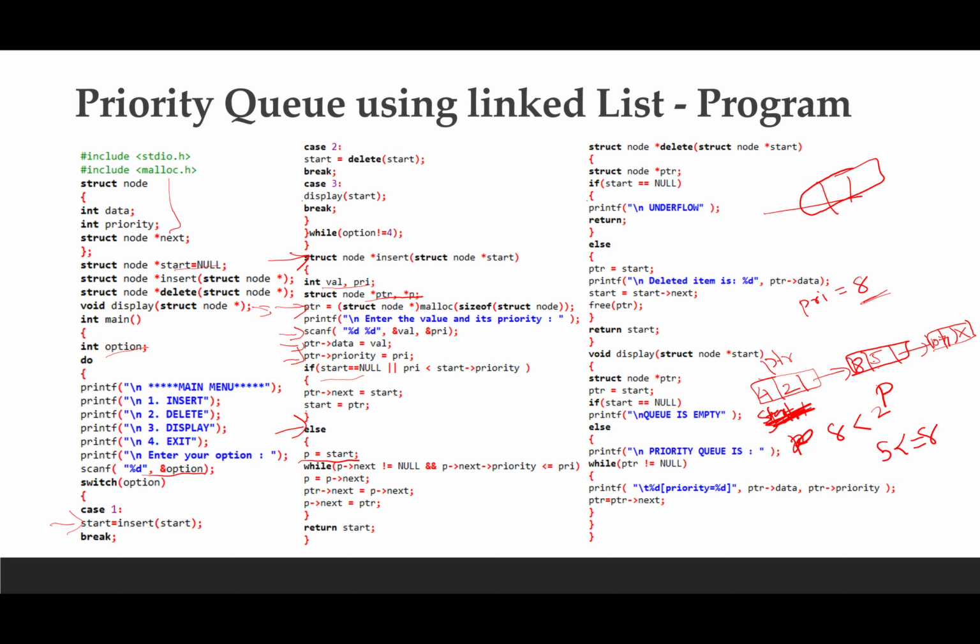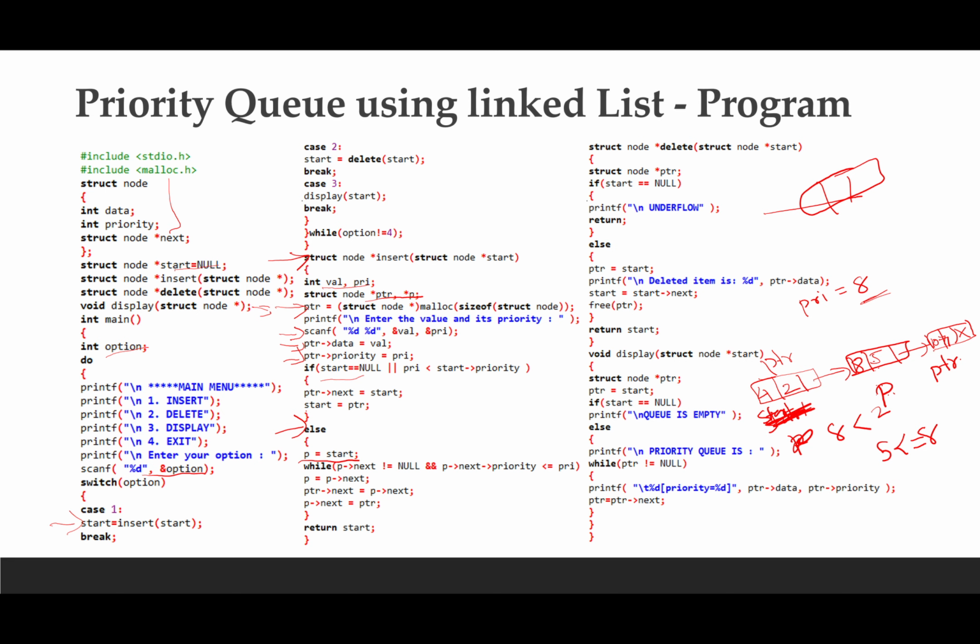So this is a ptr node. ptr next is p next, then p next is ptr. Now we are making this the ptr node. Then again we have to check the condition. Until this condition becomes false, we have to keep executing it, and then we do the insertion here.